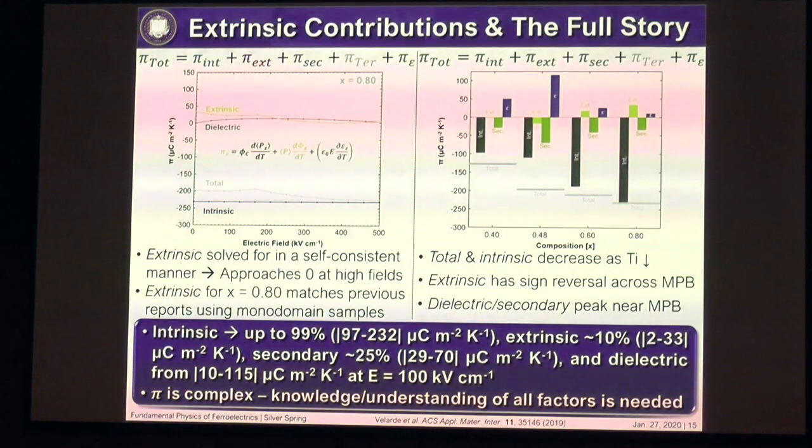So all told, we can now separate out all these sorts of things. We can figure out what fractions are coming from intrinsic and extrinsic and secondary and dielectric in the system. If you're doing applications where you're applying a bias to the sample, one better pay attention to how large those dielectric responses can be. They can be some large fraction of the overall behavior that you have, and they're often opposite to what you want them to be. So the pyroelectric coefficient is a rather complex property, and one needs a pretty fundamental understanding of the materials and its structure to understand how this thing is evolving.